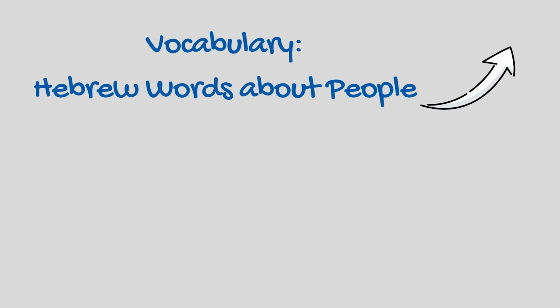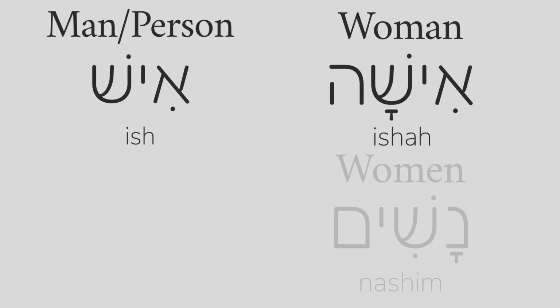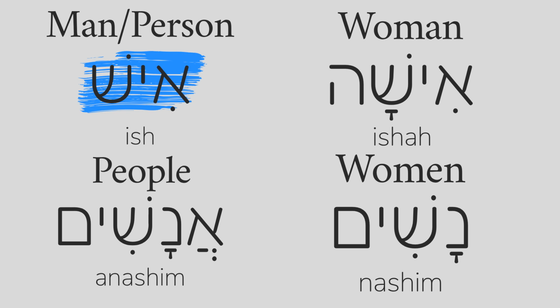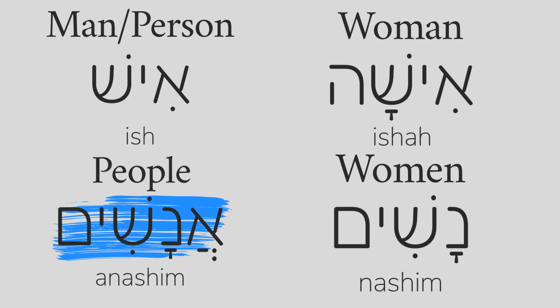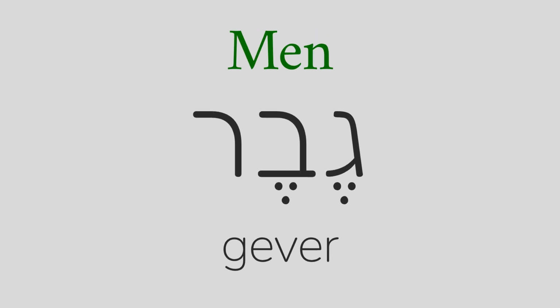But since we're learning plural pronouns, first we'll need to pluralize those words, since in that video we only learned the irregular plurals of isha, woman, and ish, man or person, which are nashim, women, and anashim, people. Remember that ish can be a gender-neutral word, especially in modern Hebrew, and so its plural, anashim, refers to a mixed group of people of both men and women. If you want to say men in Hebrew, you should use the plural of the word gever, man.